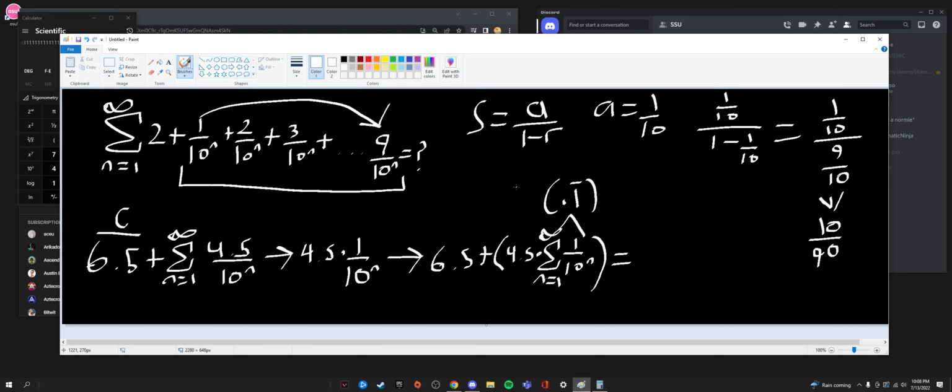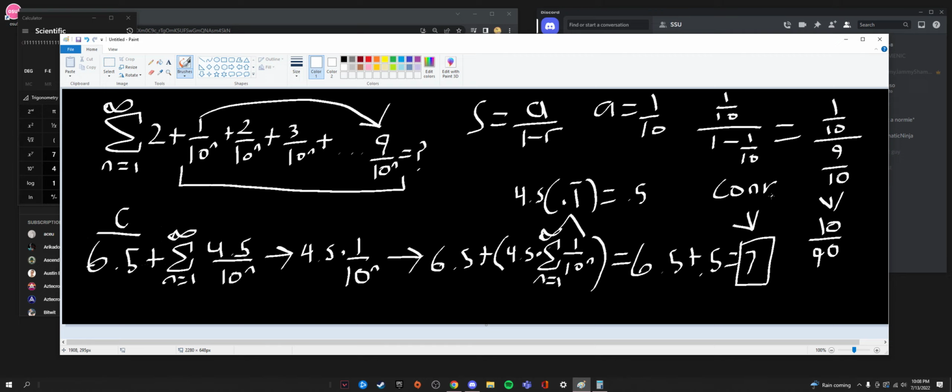So now we have this times 4.5, which gets us 0.5, and now we can add it with 6.5. So 6.5 plus 0.5 is obviously 7. So now we have just shown that this series converges to 7.